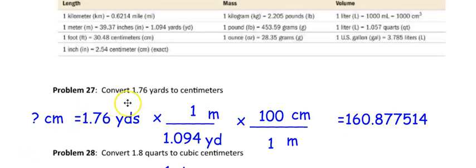Okay, so let's see how you did. Convert 1.76 yards to centimeters. So I'll put question mark centimeters, that's what I'm looking for, equals my given. Now what unit do I not want? I don't want yards, so I put it on the bottom.